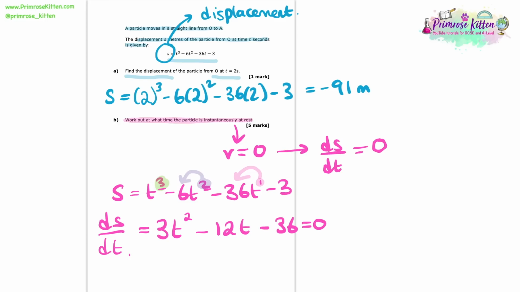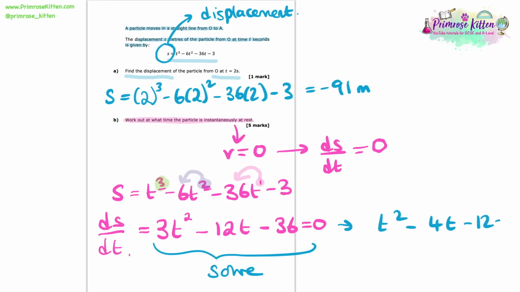So we finish this now. We said that the differential ds/dt has to equal 0. So now we've got 3t squared minus 12t minus 36 equals 0. Now, as all of these are multiples of 3, let's cancel it down. If we divide 3t squared minus 12t minus 36 by 3, you can see we get this here. We get t squared minus 4t minus 12 equals 0.